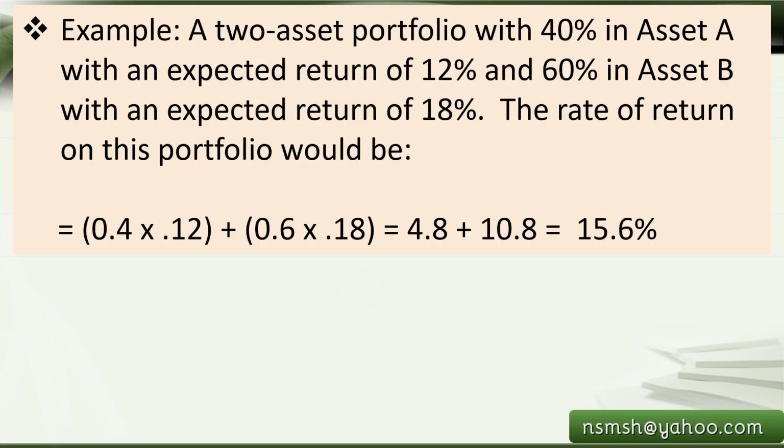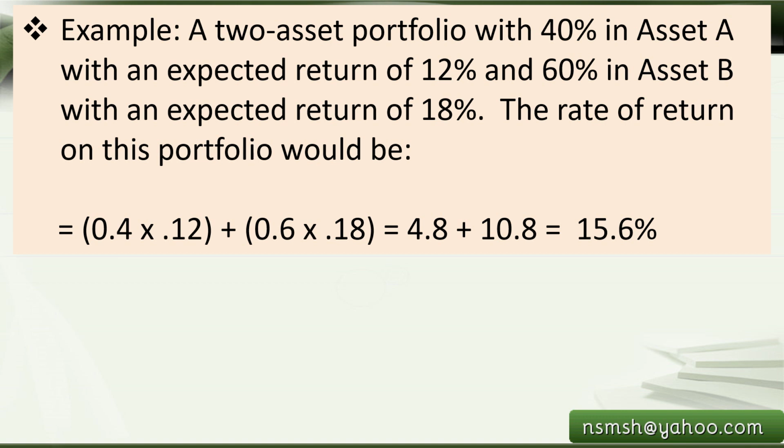So, an example: two assets. The portfolio has two assets, with 40% in asset A with an expected return of 12%, and 60% in asset B. See, in this example we can understand that the total weightage will always be 100%. Only two assets are there, so if you take the weightage of both assets, it is 100%.